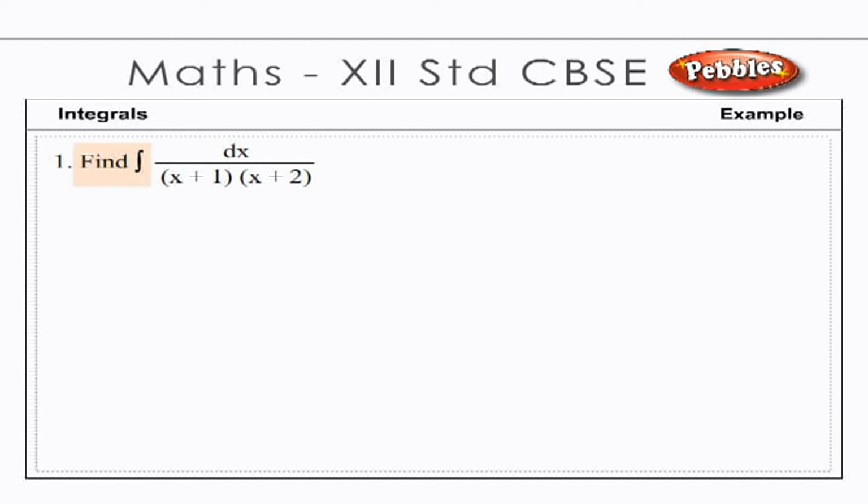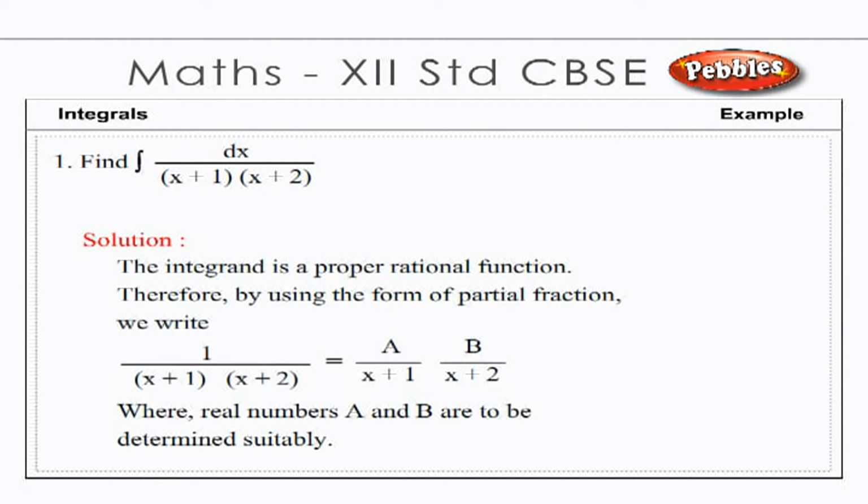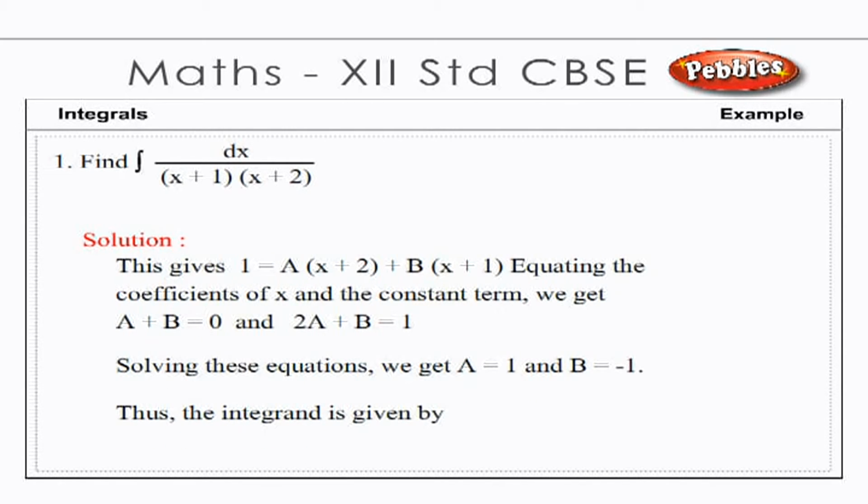Find ∫ dx / ((x+1)(x+2)). Solution. The integrand is a proper rational function. Therefore, by using the form of partial fractions, we write 1/((x+1)(x+2)) = A/(x+1) + B/(x+2), where real numbers A and B are to be determined suitably. This gives 1 = A(x+2) + B(x+1).